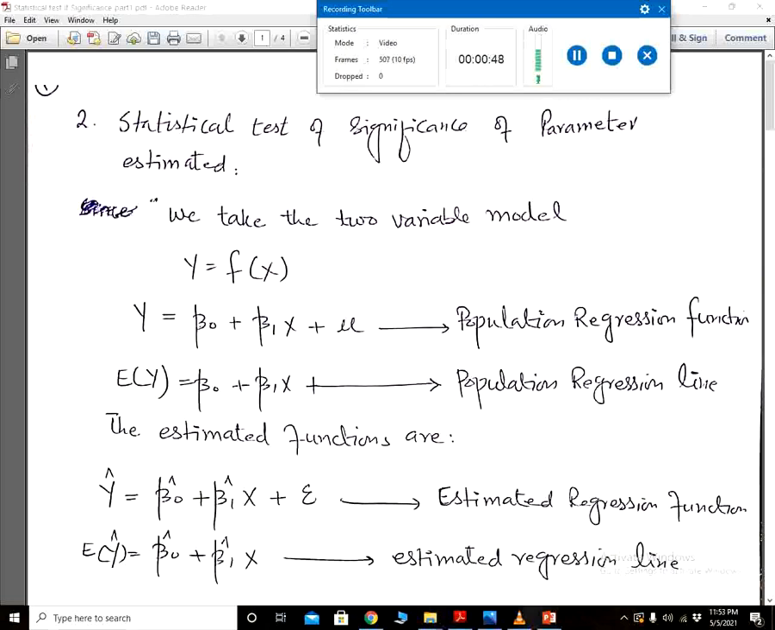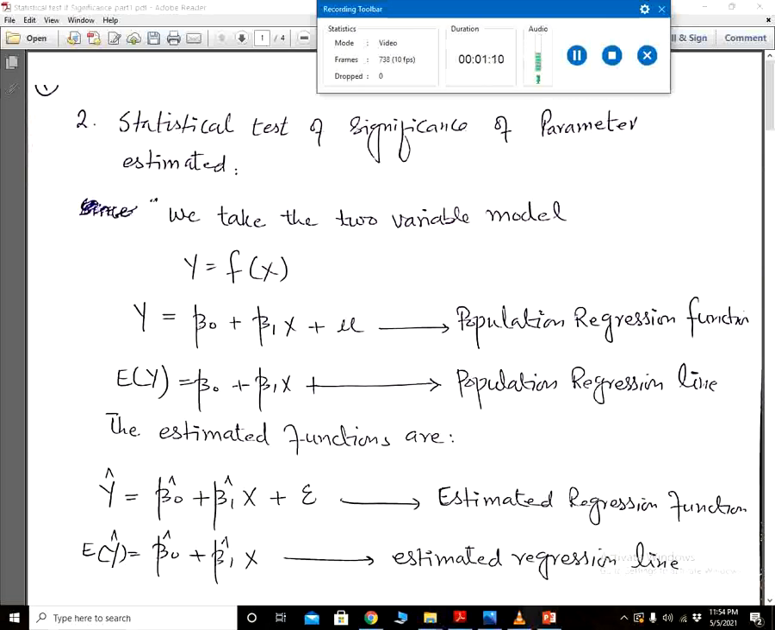After estimation, we state that now we have to gauge the reliability, goodness and statistical significance of the parameter which we estimated. Why we estimate the reliability?